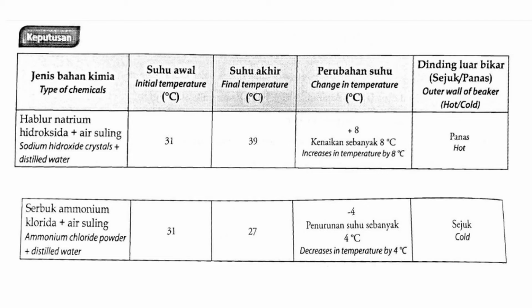For ammonium chloride powder plus distilled water, the initial temperature is 31 degrees Celsius and the final temperature is 27 degrees Celsius. So, the change in temperature is minus 4 degrees Celsius. The outer wall of the beaker is cold.